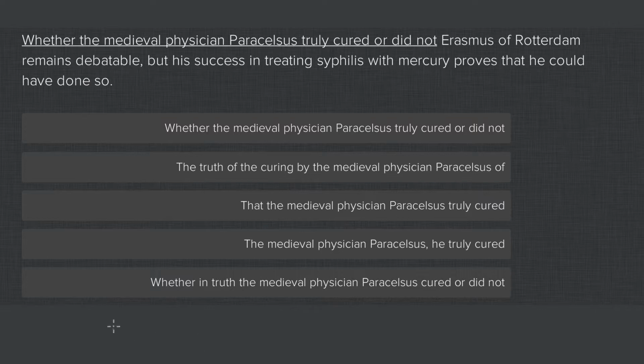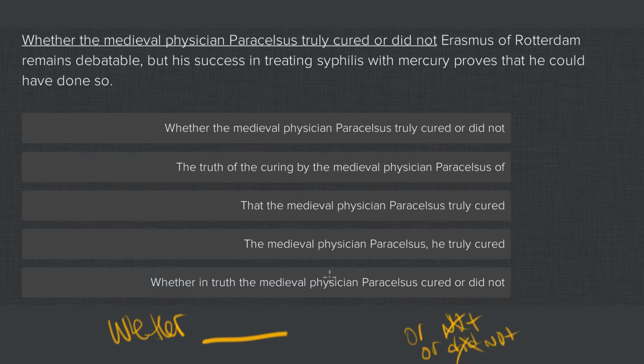It starts with the word whether. The correct idiom is whether blank, and that's where it ends. There is no "or not" or "or did not." Other wrong versions include "or not." They also include "or did not." Right? These are all wrong. The correct idiom would just say whether blank. It would have something in there.